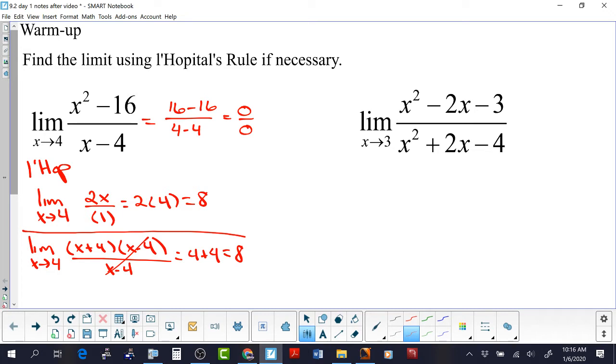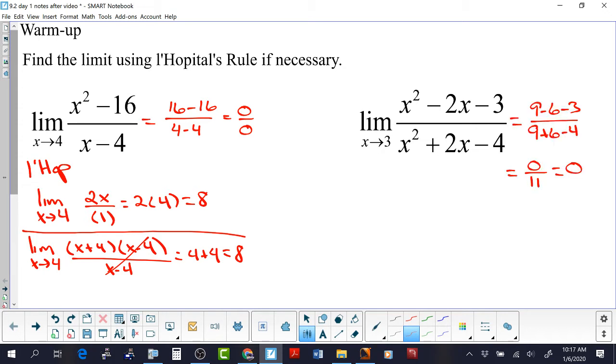But you can use L'Hopital's. I find that L'Hopital's is usually the easier way to do it when you get an indeterminate form. Over on the right here, if we plug 3 in, we get 9 minus 6 minus 3, which is actually 0. But then we get 9 plus 6 minus 4, which is not 0. 0 over 11 is 0. The limit is 0.